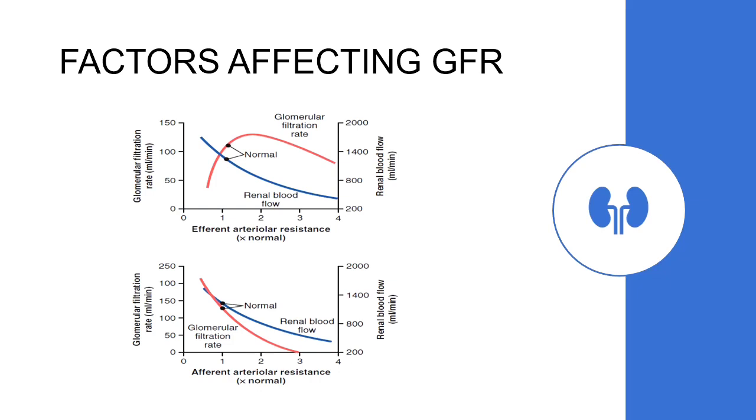Initially, constriction of the efferent arteriole, which increases its resistance, raises the GFR. But as we discussed previously, severe constriction of the efferent arteriole will ultimately decrease the GFR rather than raising it. In the second graph, we see the relation of afferent arteriolar resistance with GFR and renal blood flow. Here, in contrast to the efferent arteriole, with an increase in the afferent arteriolar resistance, both GFR and renal blood flow are decreasing markedly.